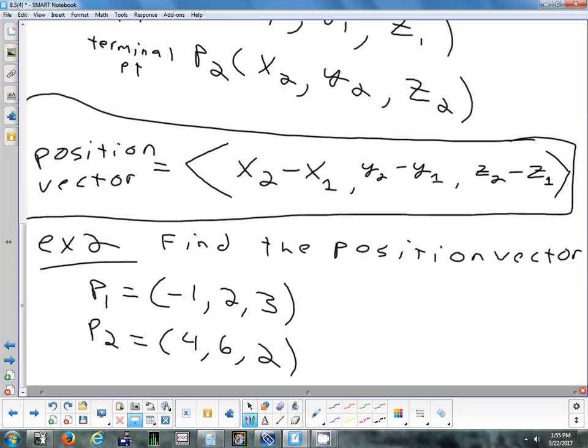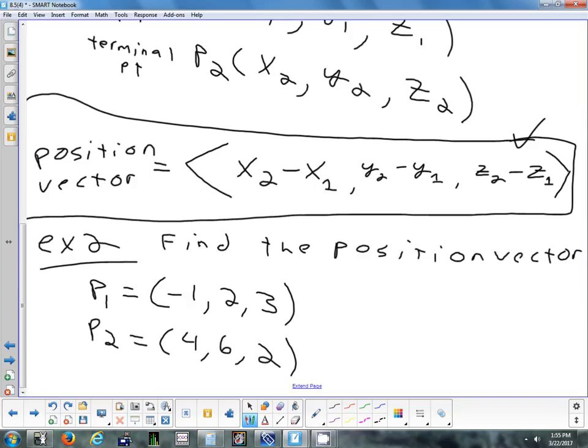All right, so what I want to try to do is use these two points that we're given to find the position vector with that formula. This time, let's write the answer with the angle brackets first, and then let's also write it with i, j, k, because you're going to probably see both ways on the test.